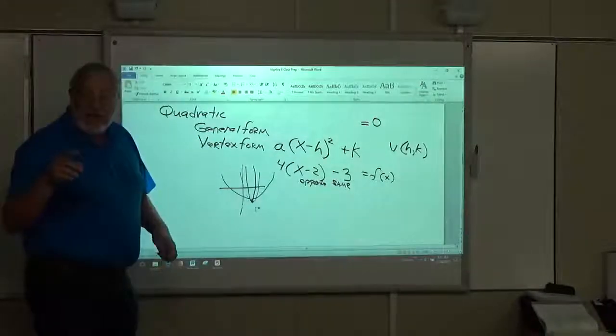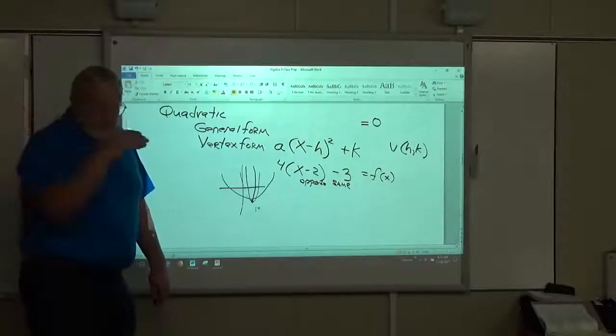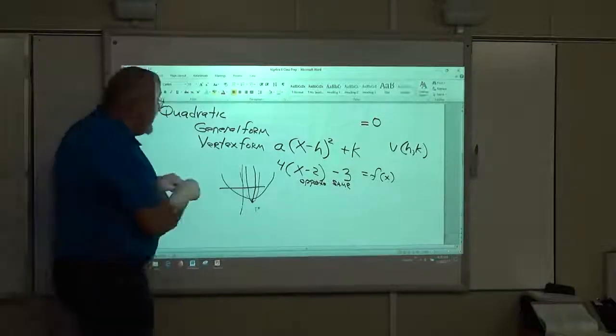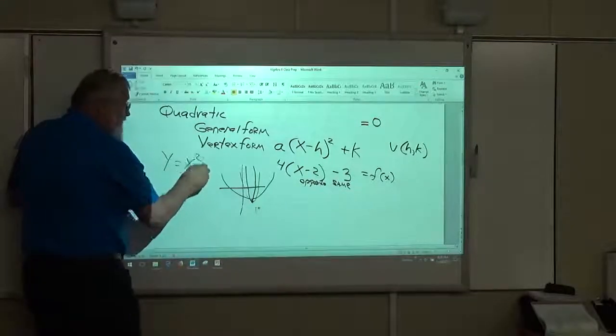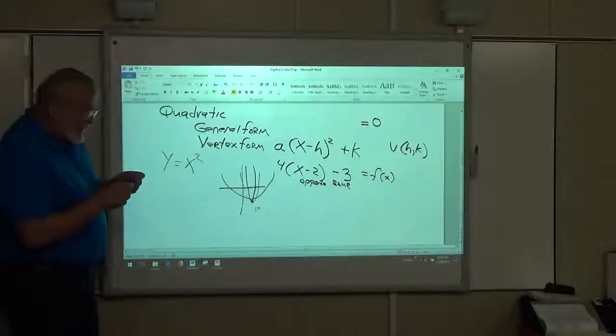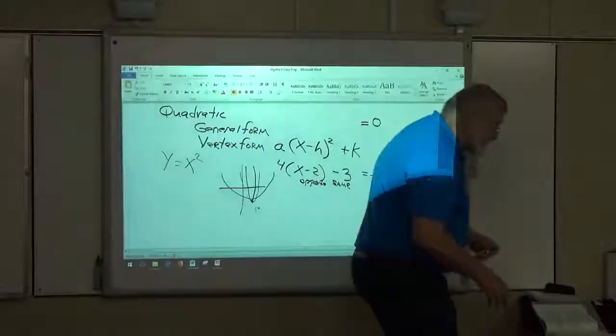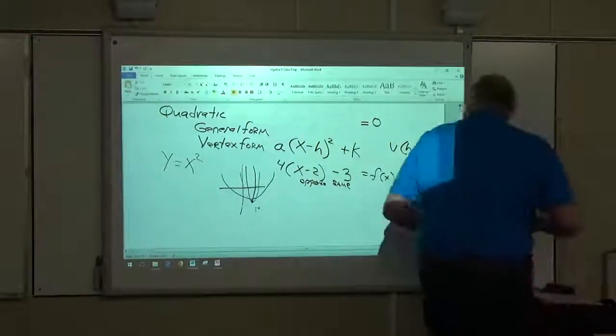Once you have the vertex, you should be able to plot a parent graph. Everybody understand what a parent graph is? A parent graph is y equals x squared in this case. So what happens when x is 2? Y is 2 squared. That's why it's 4. All right, so that's the first problem. And hopefully that's a slam dunk now.